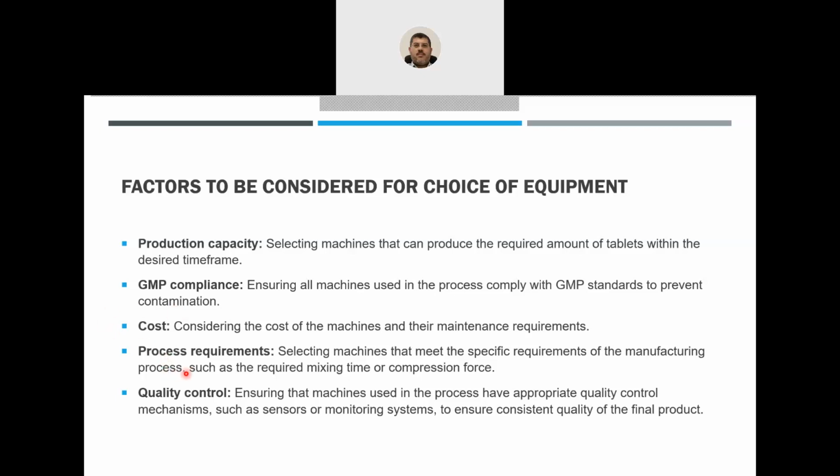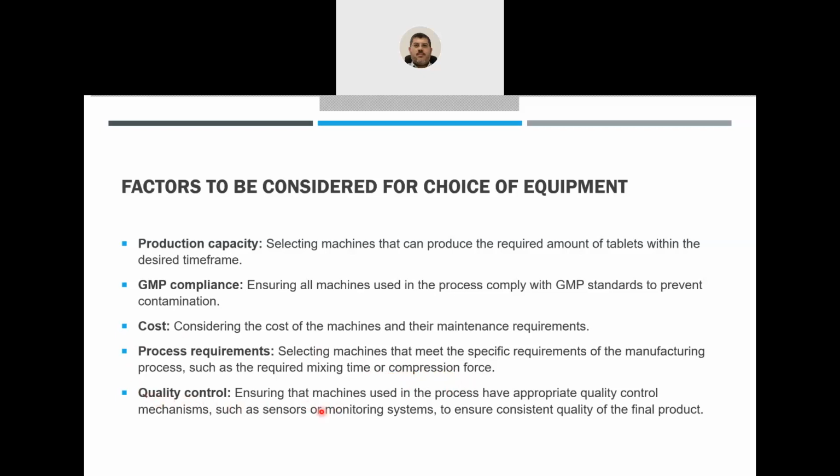It depends also on the process requirements. So select machines to meet the specific requirements of the manufacturing process, such as required mixing time or compression force. You saw already, we have just a small machine for teaching. So the compression force range of the tablet press that we have in our lab is not very high. But if you work with the same formulation on another machine with high compression force, then it can give you very hard tablets.